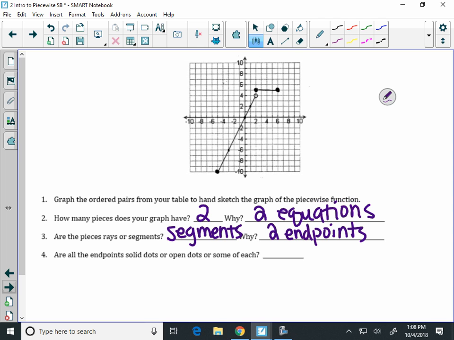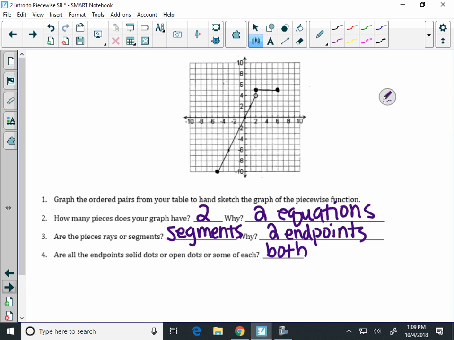Now, are the dots always solid, always open, or sometimes some of each? Some of each, all right? It depends on the inequality symbol. Sometimes you're going to have a solid dot, sometimes an open dot, sometimes an arrow. You have to follow what the domain tells you to do.